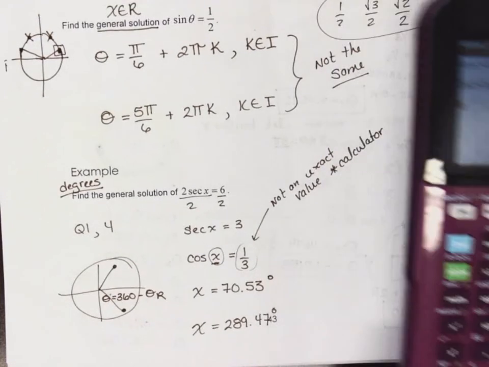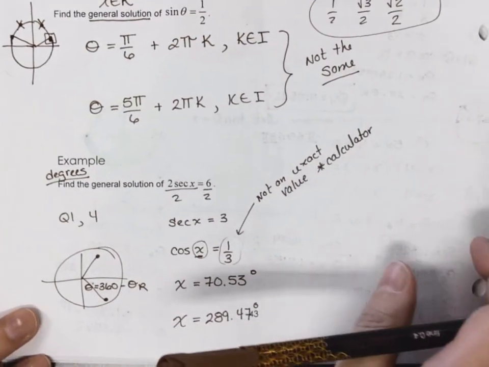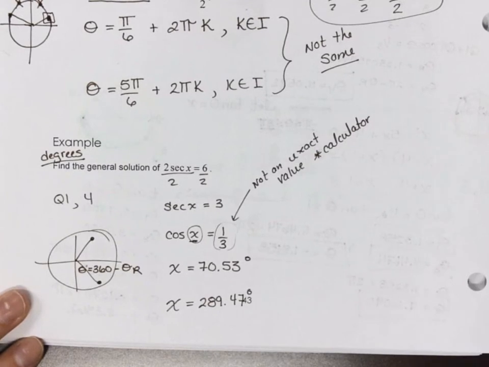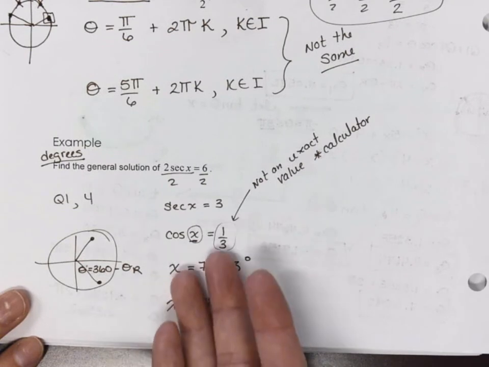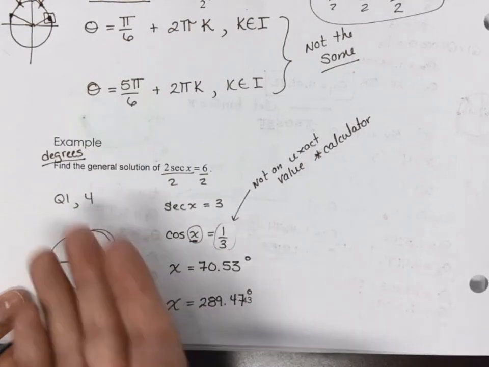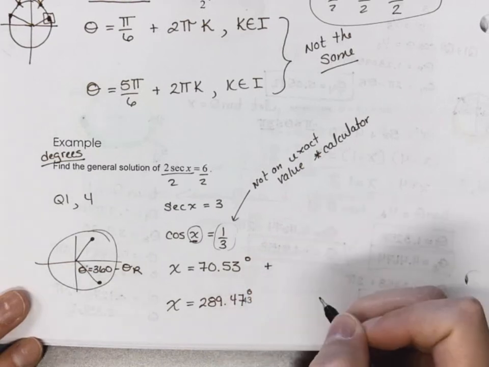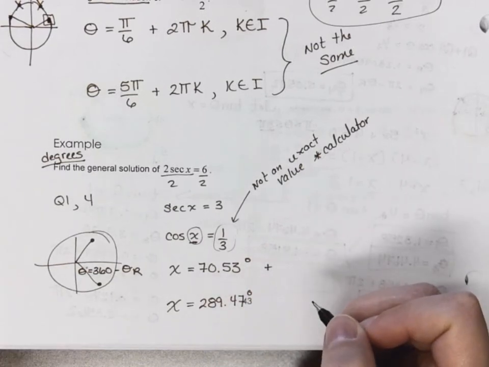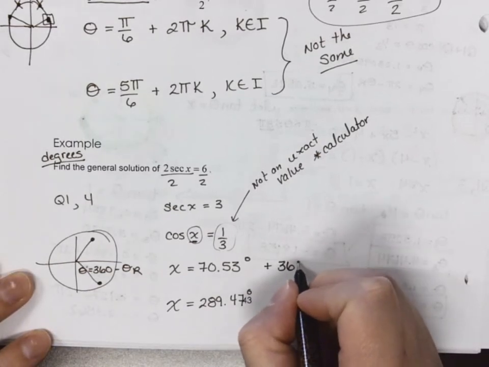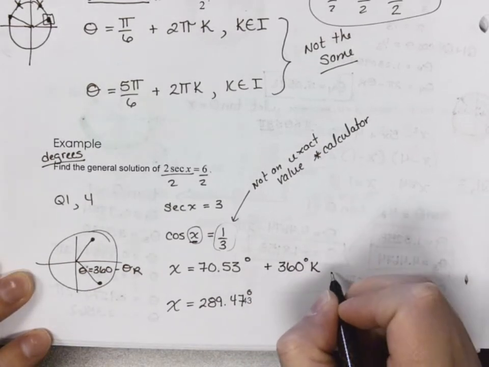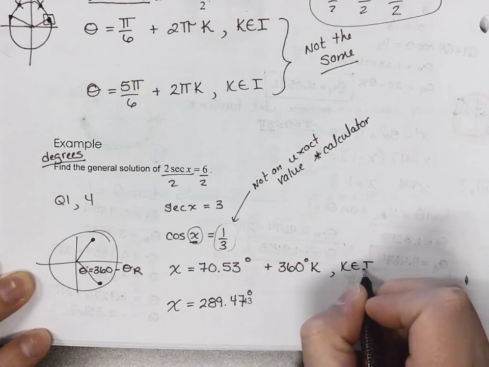Now, there is no restriction on this, so we need to do a general solution. That's the answers if I was doing one full rotation, but there's no restriction, so I have to add in the infinite possibilities of answers. So I'm adding a full rotation, but we're in degrees this time, so what are we adding? 360. So 360 degrees K, where K is an element of the integers.